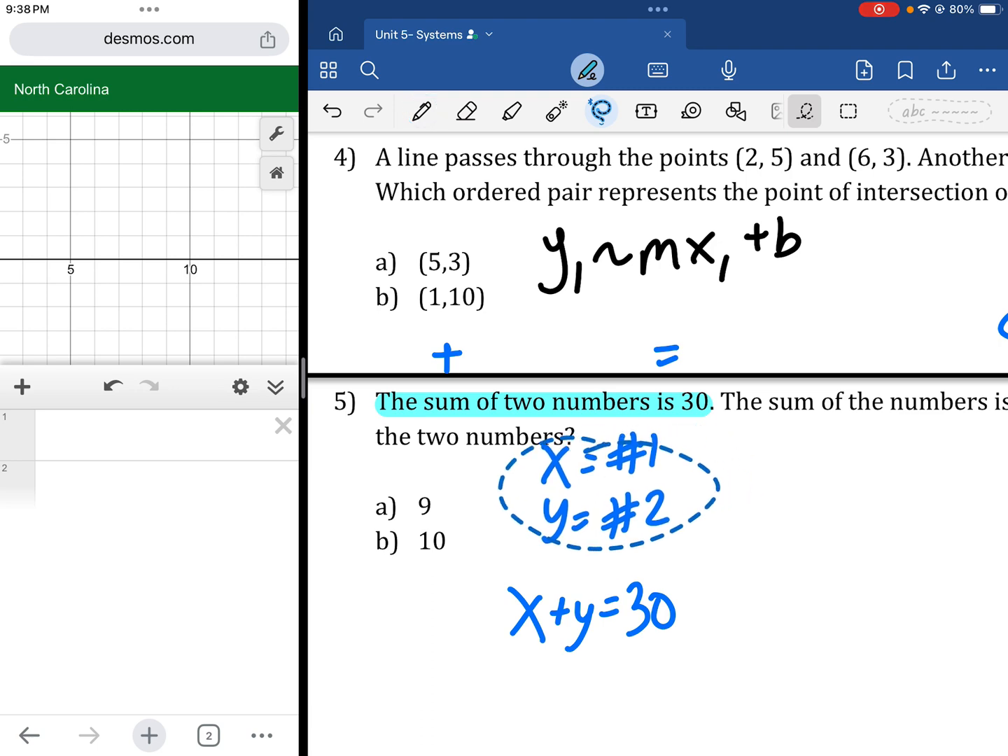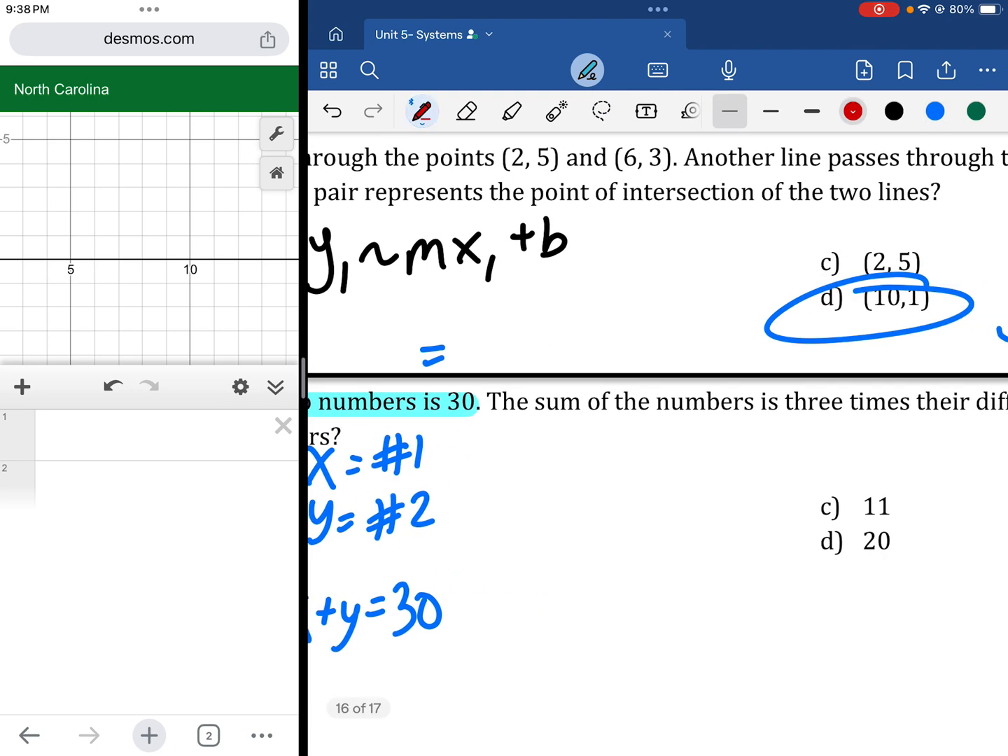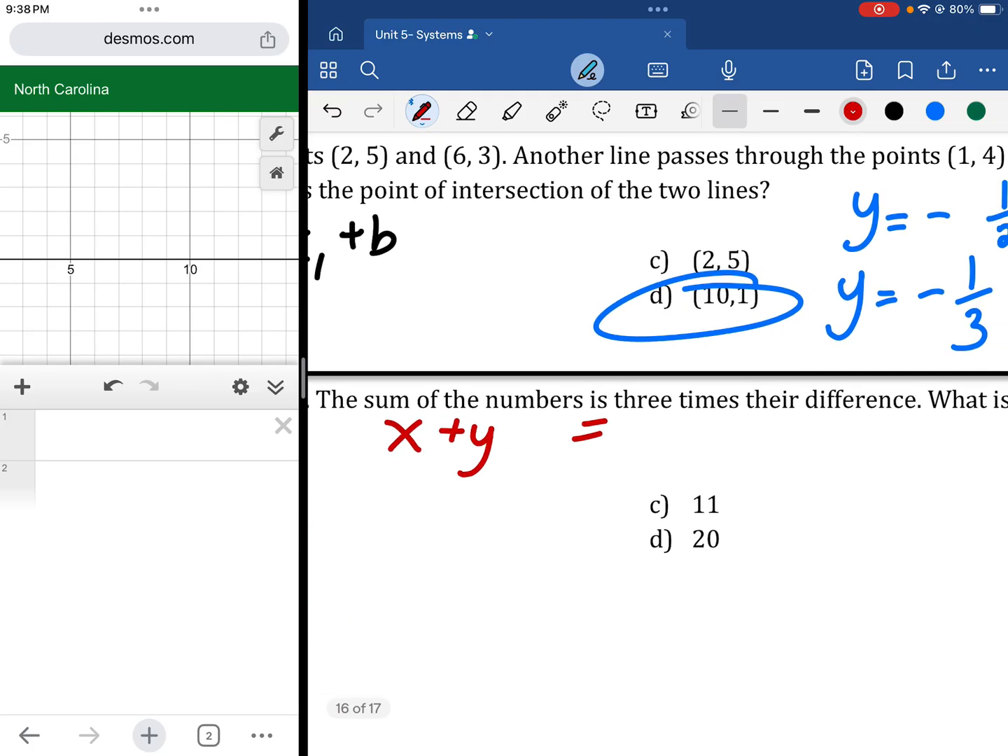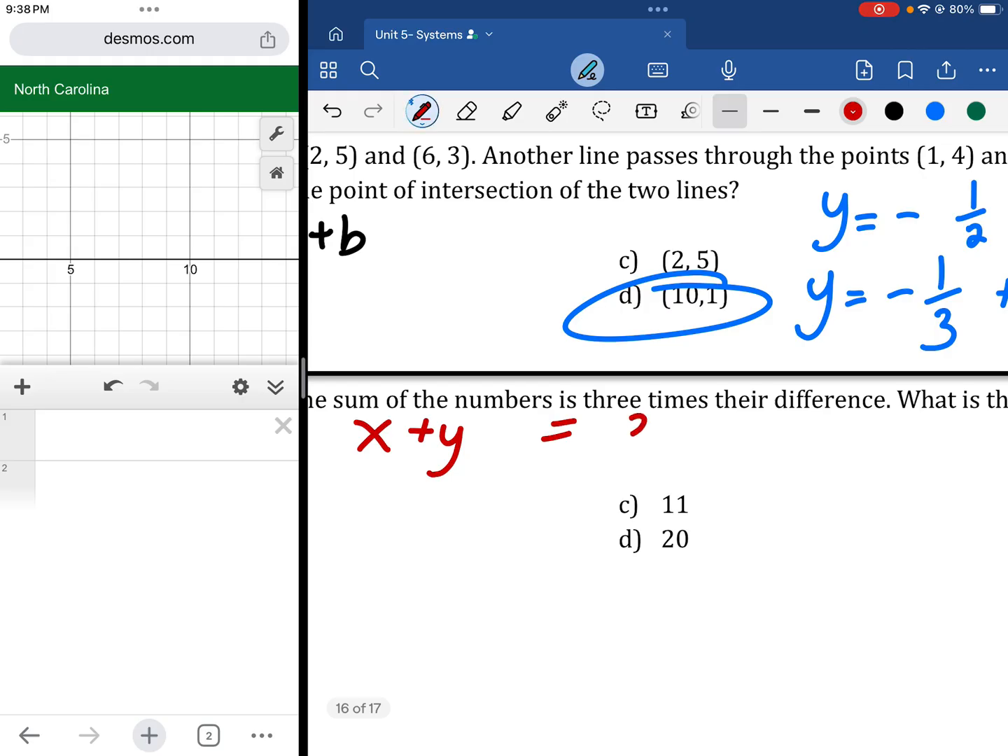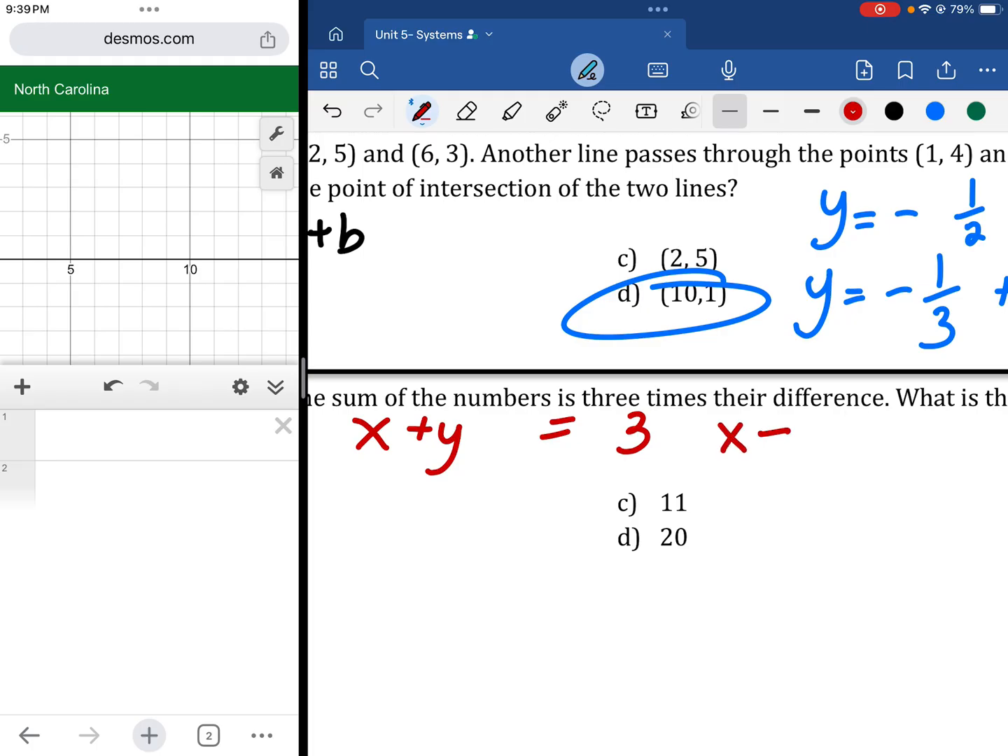Let's look at the second sentence. This might be where a little bit of confusion comes in. So it says the sum of the numbers, so the sum of the numbers would be x plus y. Then it says is, that means our equals. Now I'm going to write this as it reads. 3 times, so we know we're going to have 3, times their difference. Difference means subtraction. And what are we subtracting? It says their, that means the x and the y.